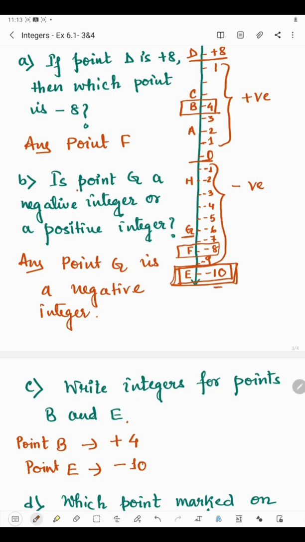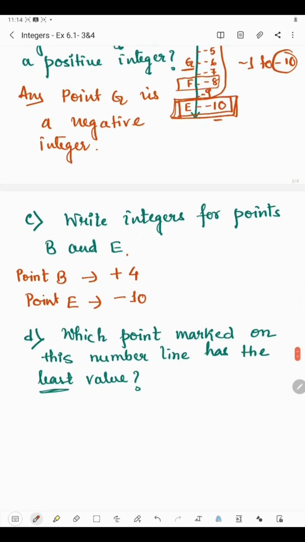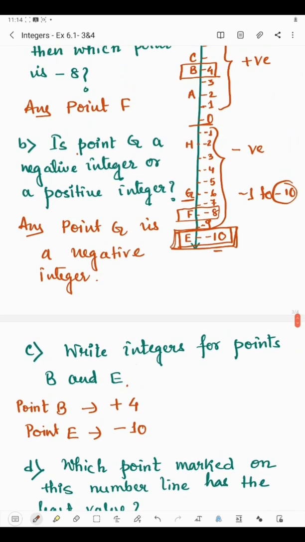Here minus 10 seems bigger, but it is the lowest value. Point E lies at the end, which is minus 10, and if you compare from minus 1 to minus 10, which is the smallest one? Minus 10, because it has the least value. So the question is which point marked on this number line has the least value? It will be point E, because point E represents minus 10, which is the smallest value among these.